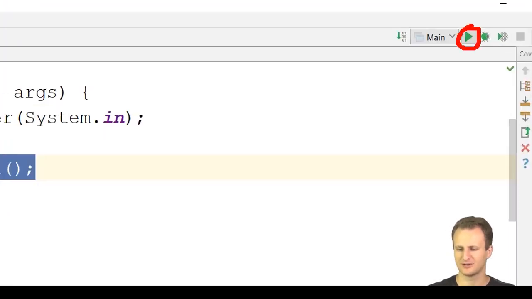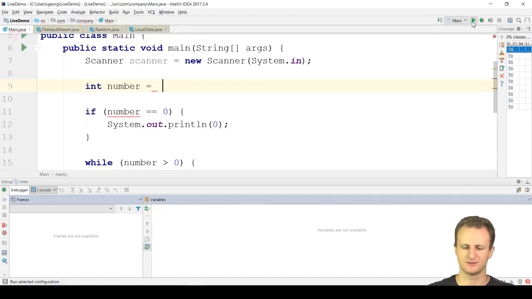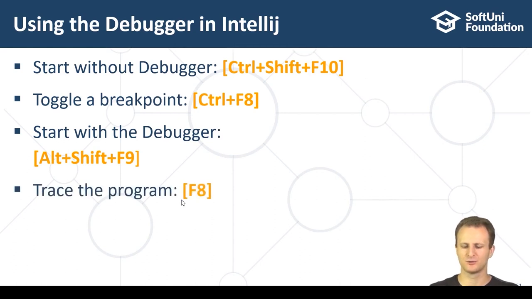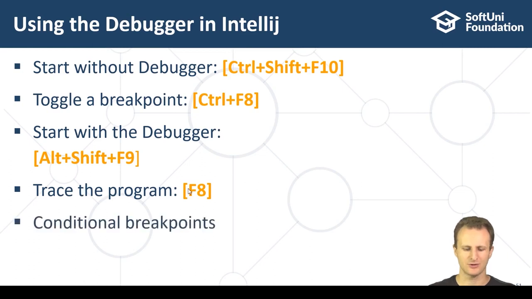Okay, so there are shortcuts for starting without a debugger. Over here you have this button that starts without a debugger. This will not stop at breakpoints. The bug symbol over here will stop at breakpoints. This is starting with the debugger. Okay, so F8 would just continue your execution of the program from the position you're located.